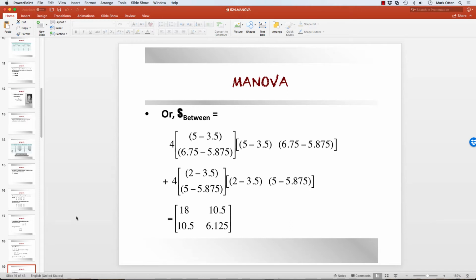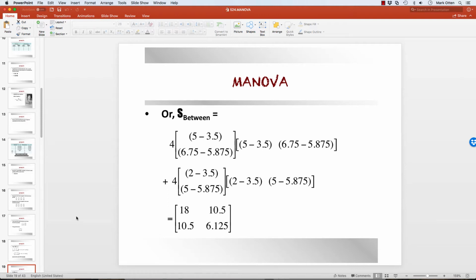Then you go to the next term. You've got 2 minus 3.5 multiplied by 2 minus 3.5. That's, again, 1.5. It's negative, but it's negative 1.5 squared, which results in the positive, same value. Multiply that by 4, and all of that added up comes out to 18. For the top right, I'll do that again because I'm just sort of talking over the formula here. For the top right, you've got a 10.5. So for that one, you take 5 minus 3.5 on the left, multiplied by 6.75 minus 5.875 on the right. You're going to get a value out of that.